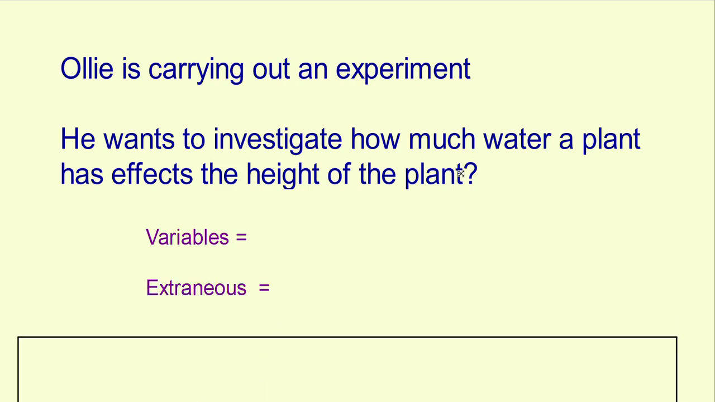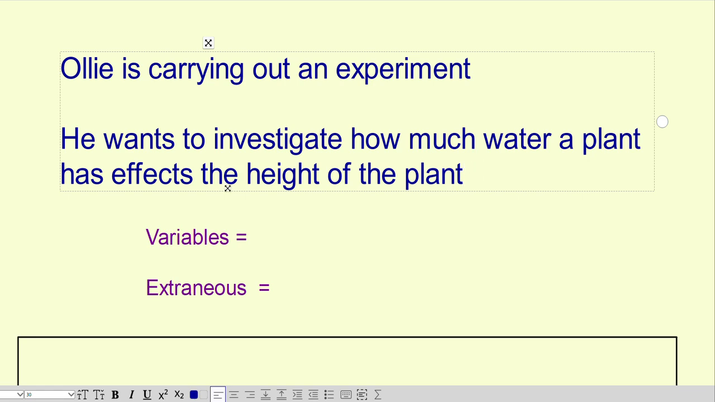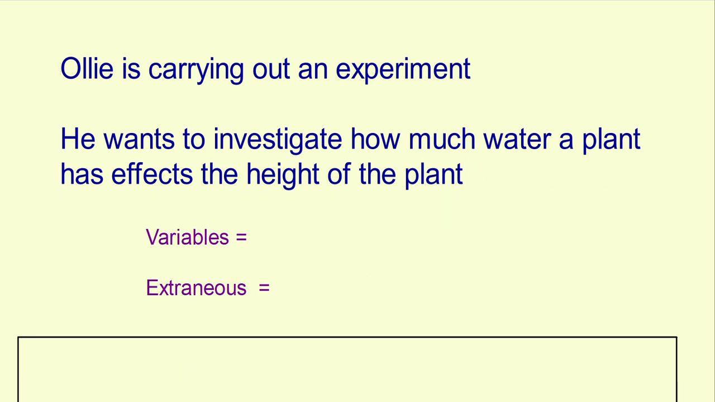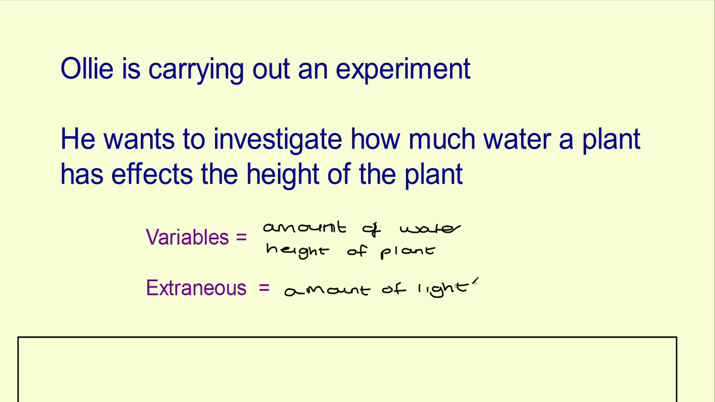What are your variables then? So the two variables are amount of water and the height of the plant. So what are the extraneous variables going to be? What are the other things that could affect the height of the plant? You could say amount of light and the temperature that the plant is in. Both of those would affect the height of the plant.